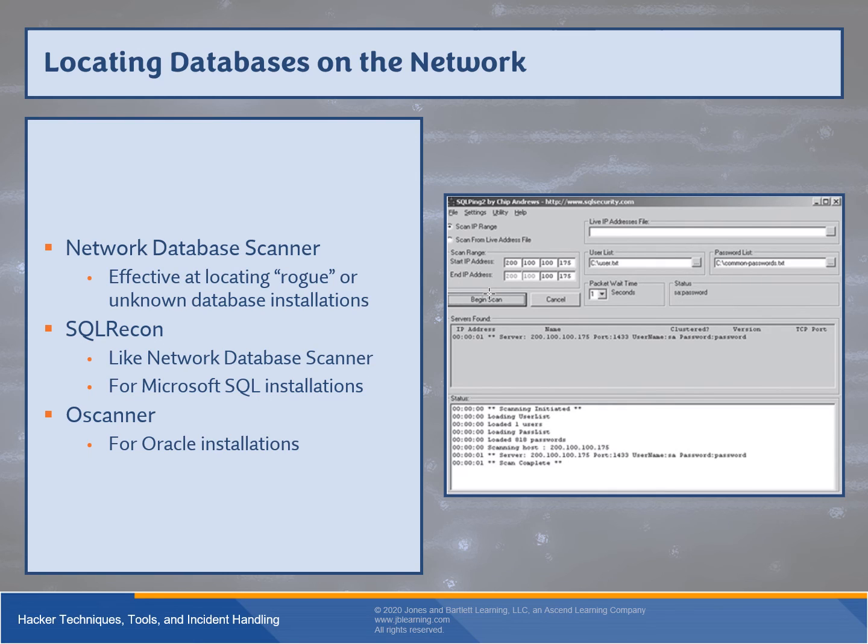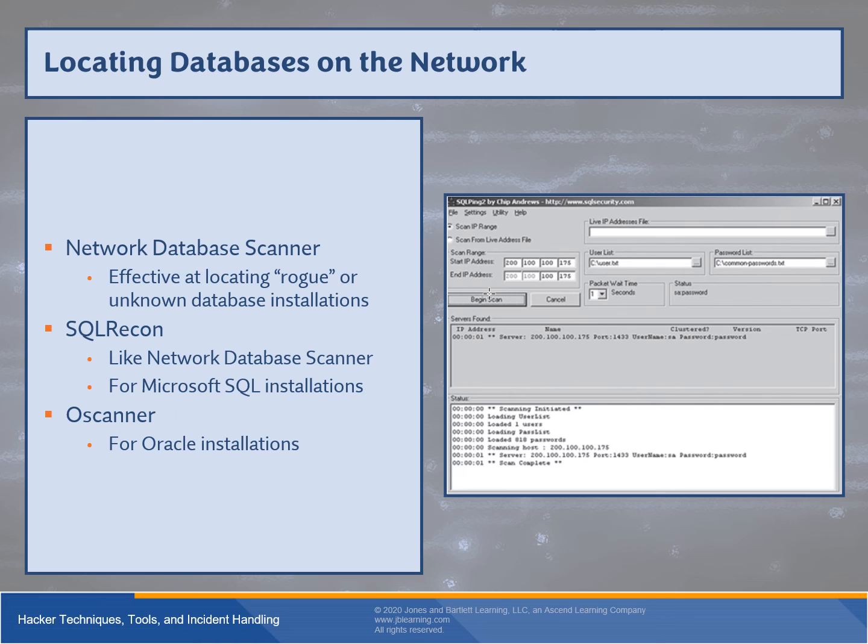If we're trying to locate a database on the network, we could use things like Network Database Scanner, SQL Recon, OScanner. These are all very different implementations. If we're using Microsoft SQL, then SQL Recon would obviously be a good idea. OScanner is for things like Oracle. The graphic we see here on the right is for SQL Ping 2. So this is a scanner.